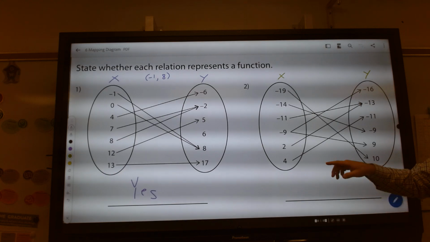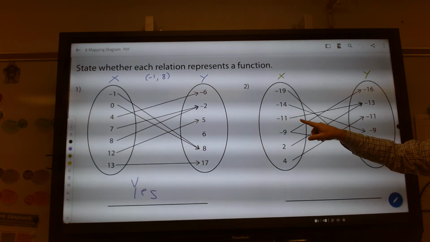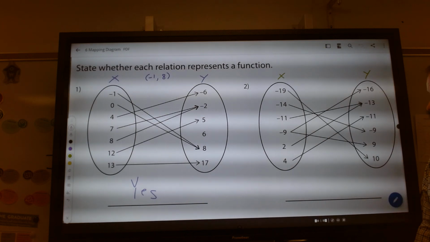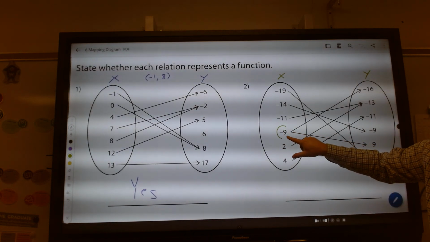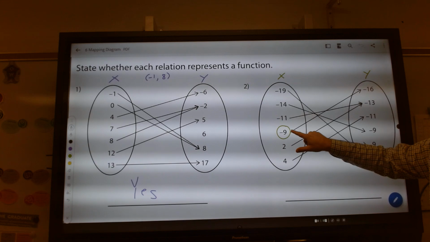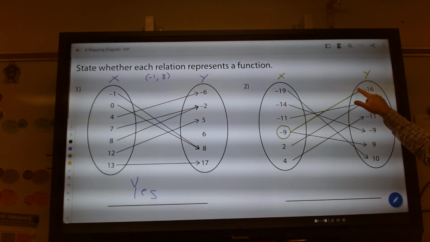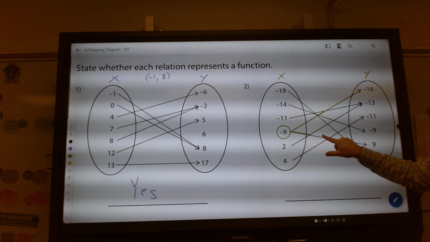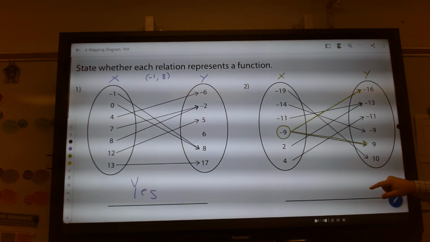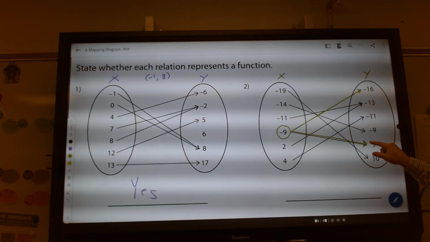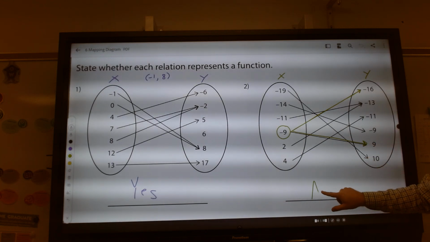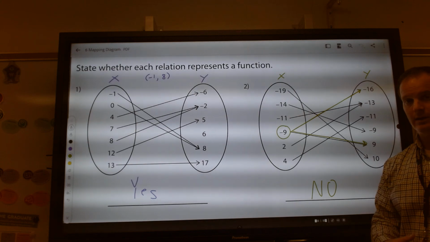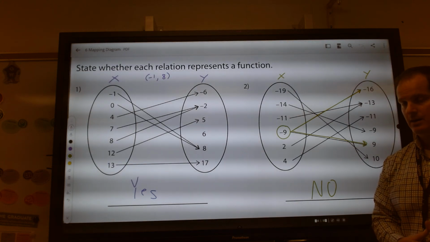In this case, if we look at our mapping diagram, we're going to notice that one of these doesn't make this a function. And that value is -9. It is a relationship, it's just not a functional relationship. -9 as an input can't have multiple outputs. And based on this mapping diagram, -9 has two possible outputs. So this is not a function. It doesn't pass that function rule of a one-to-one relationship.